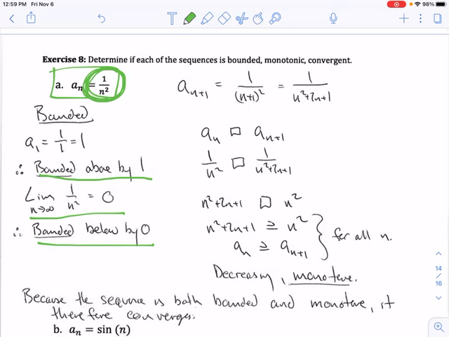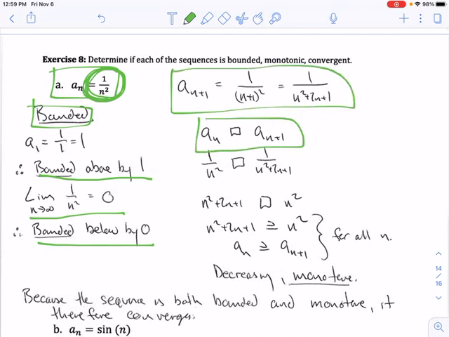So this is a relatively easy one to determine if it's bounded. Bounded above by 1, bounded below by 0. So it is bounded. Yes. What about, is it monotone or not? We have to go through the process we went through in the last few problems. I found the a sub n plus 1, and I'm setting it up to determine if a sub n is always less than or equal to, or greater than or equal to, a sub n plus 1.